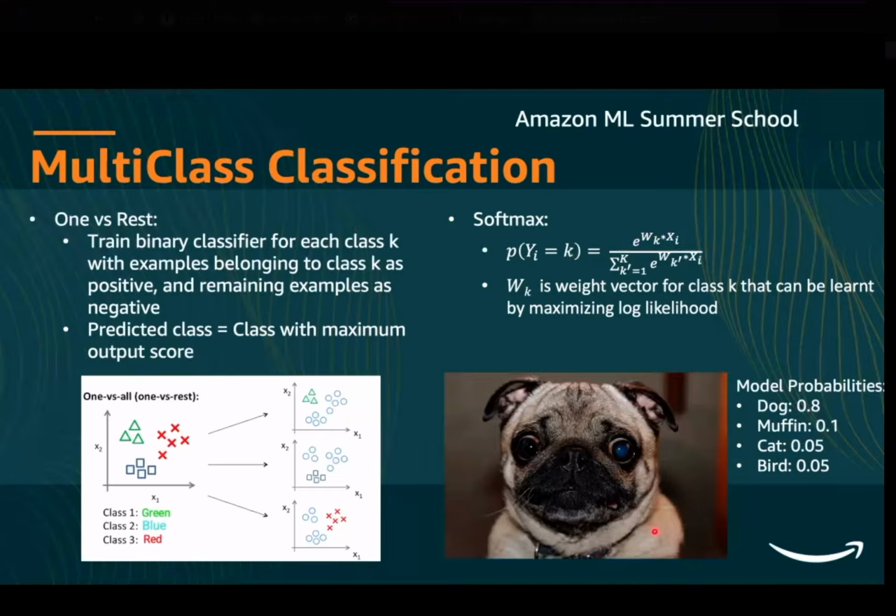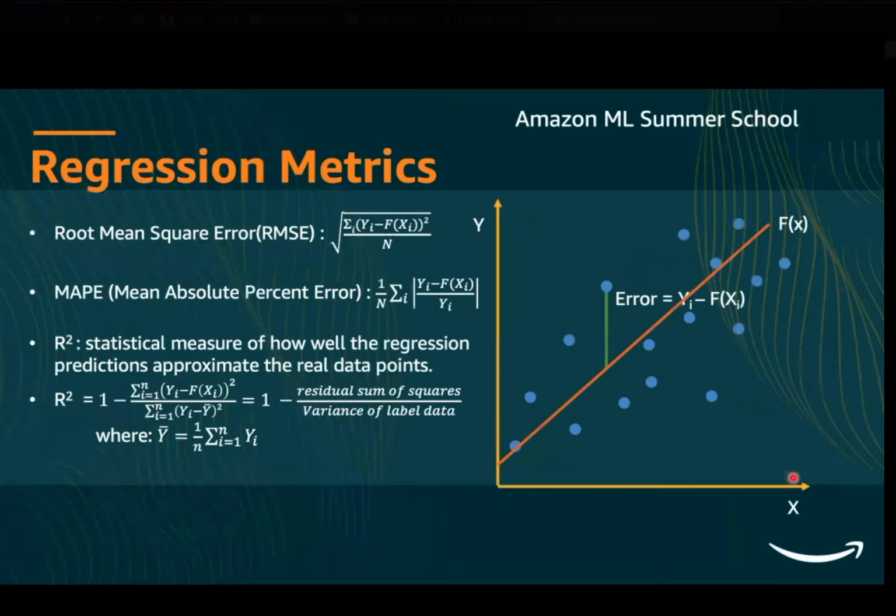Let's take this example and pass it to a softmax classifier. The softmax classifier will give you probabilities that it belongs to dog with probability 0.8, muffin with 0.1, cat with 0.05, and bird with 0.05, right? So there's a w_k, which means you'll have a w for dog, a different w for muffin, a different w for cat, and a different w for bird. Okay. Till now we have talked about classification metrics.